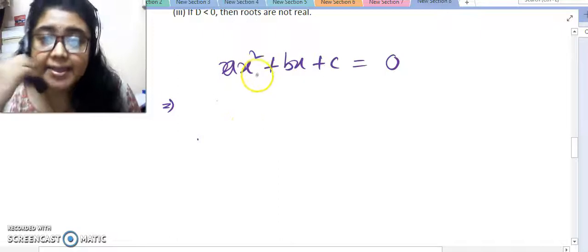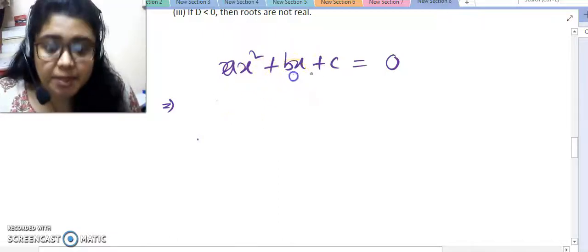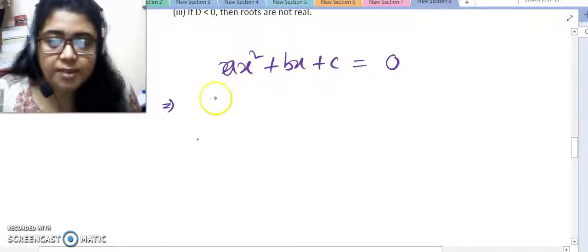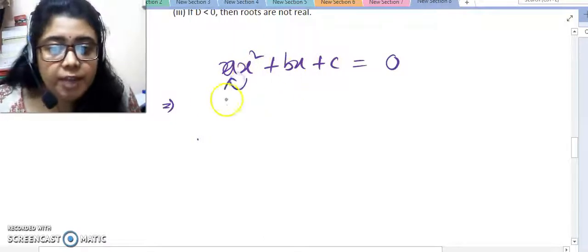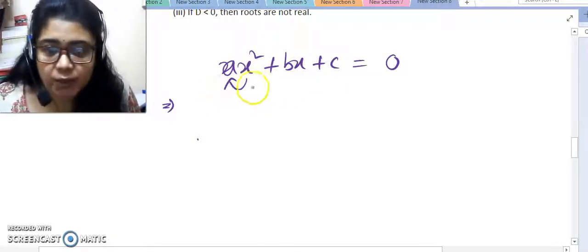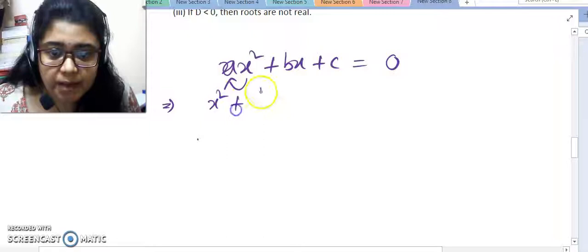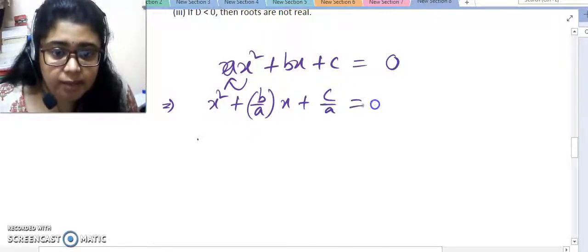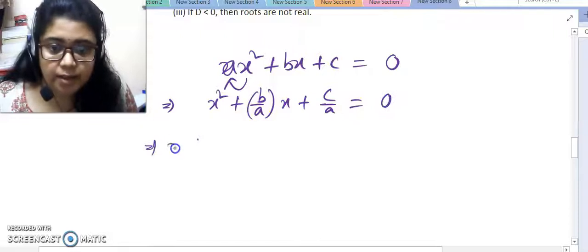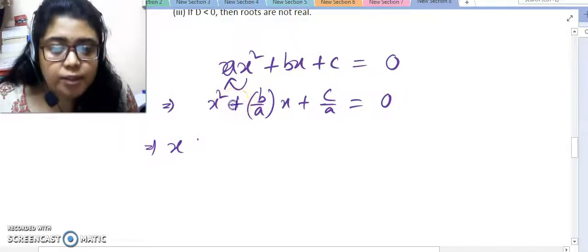Okay, right? ax square plus bx plus c is equal to 0. So now you just see, whatever coefficient we have, we just divided both sides. Okay, so now x square plus b by a x plus c by a is equal to 0. Fine.